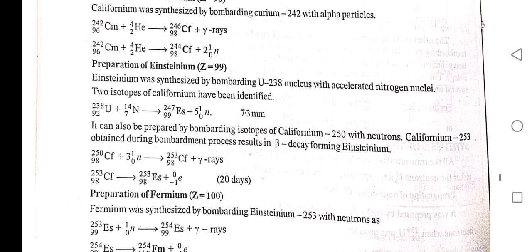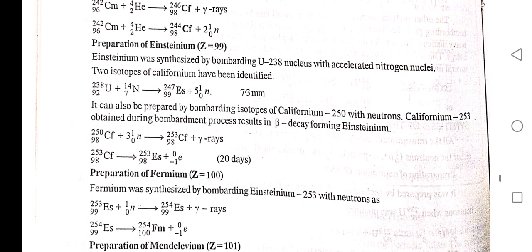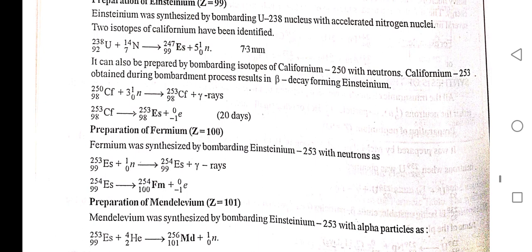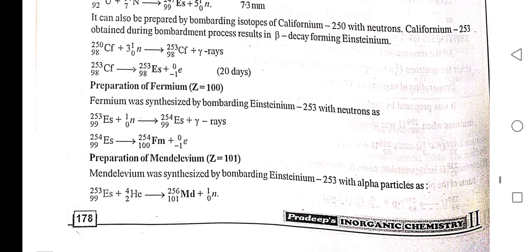Preparation of einsteinium. Einsteinium was synthesized by bombarding uranium-238 nuclei with accelerated nitrogen nuclei. Two isotopes of einsteinium have been identified. It can also be prepared by bombarding californium-250 with neutrons. Californium-253 obtained during the bombardment process results in beta decay, forming einsteinium.